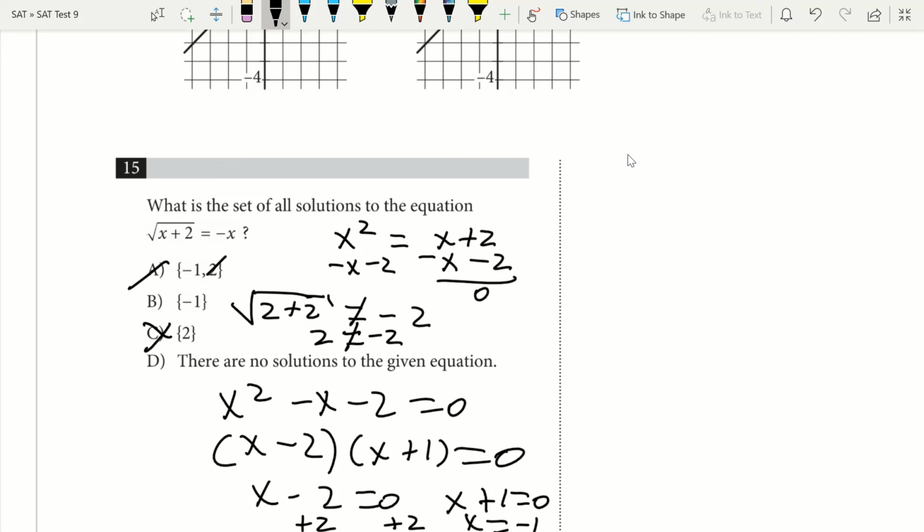Next, we're going to check negative 1. So I'll check that on this blank spot I have over here. So we're going to have root of negative 1 plus 2 is equal to negative of negative 1, which will give us positive 1. And we know that negative 1 plus 2 gives us 1. The square root of 1 is 1. So that is equal to each other. So we know our answer will be B.